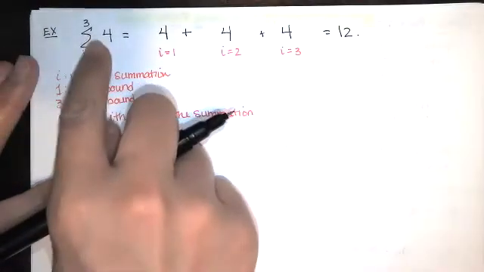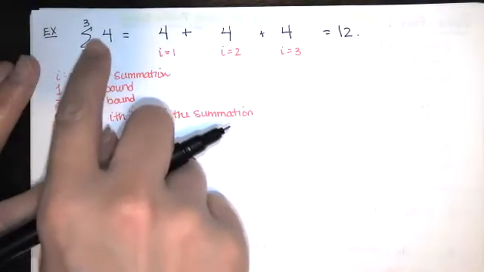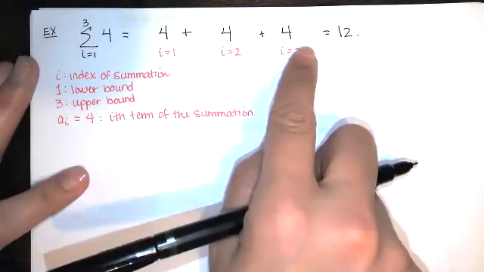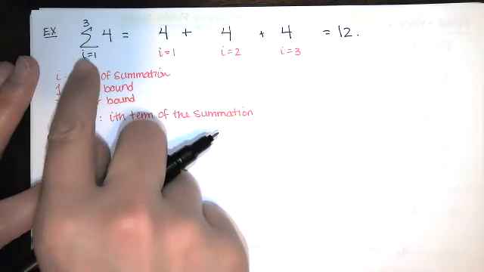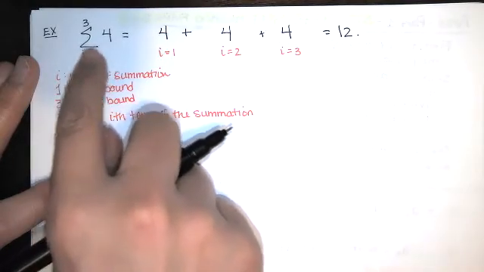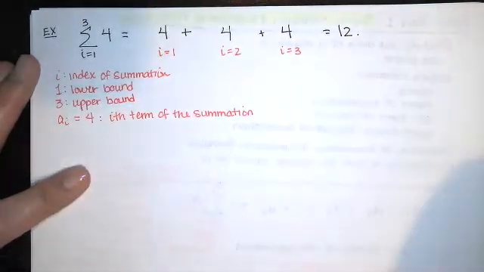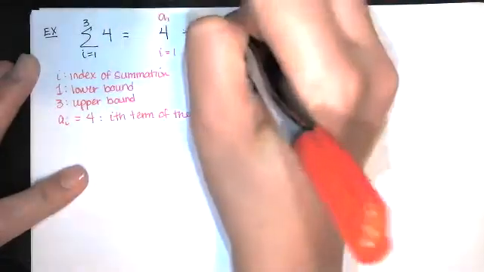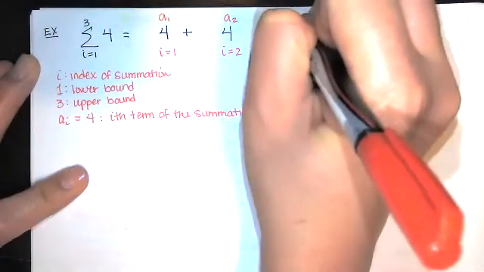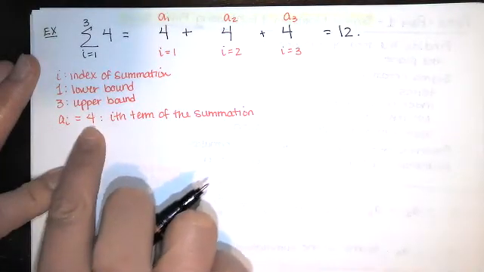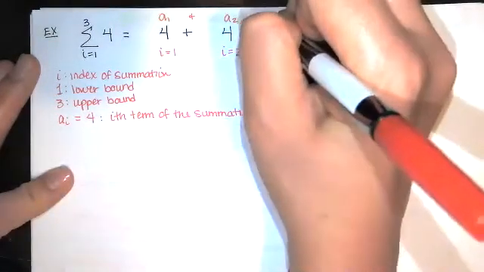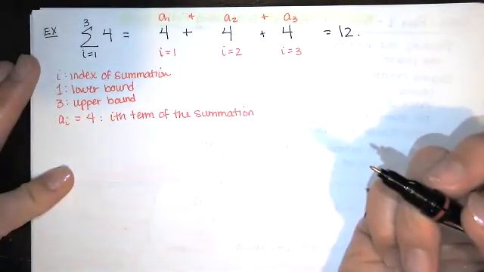So if there's no I here explicitly, that doesn't mean that this can't be expanded. It can. You're just adding that constant to itself that many times. You have to substitute I equals 1 here, and this represents A sub 1. And then this is A sub 2, and this is A sub 3, where A sub I is always equal to 4. You add those together and then simplify.